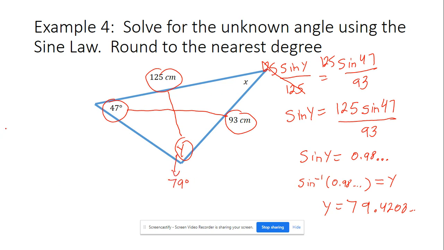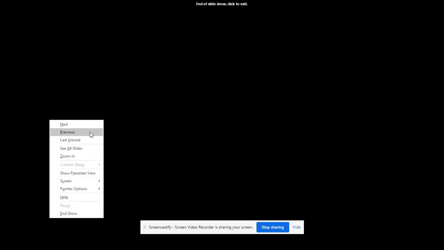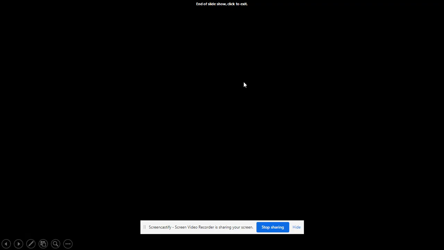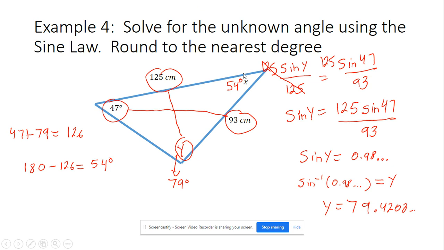So how do I figure out angle x? Well, if I just go 47 plus 79, we get 126. And then if I just go 180 minus 126, that equals 54 degrees. And we get 54 degrees here. That's going to be our last unknown angle that we're asked to solve over there.